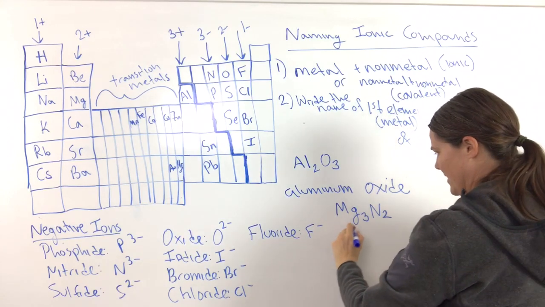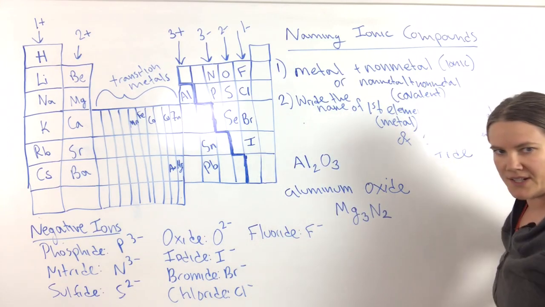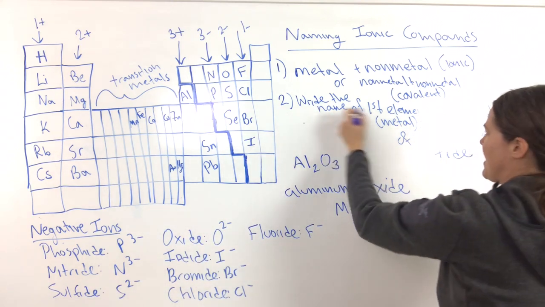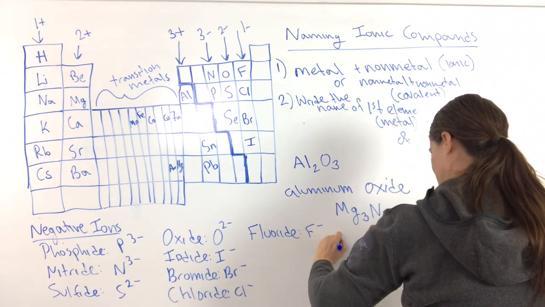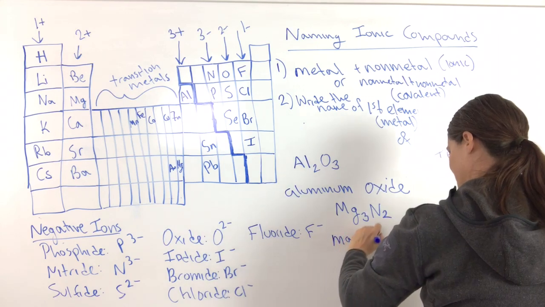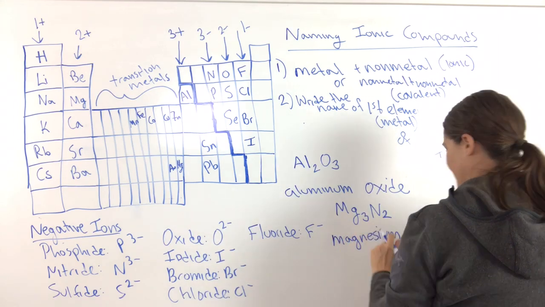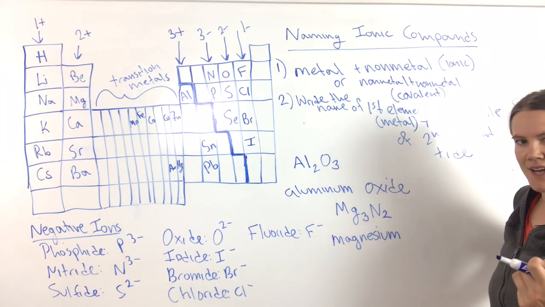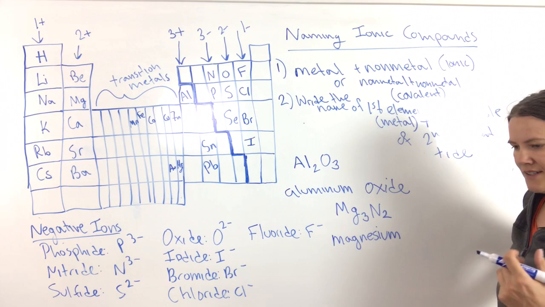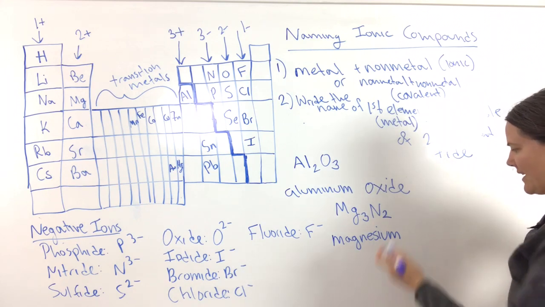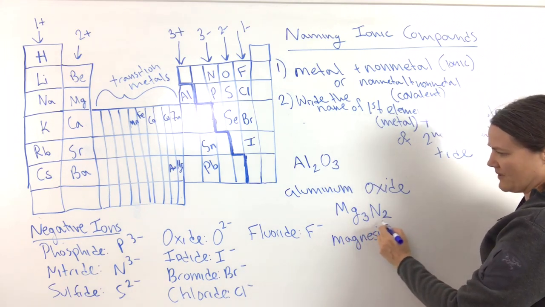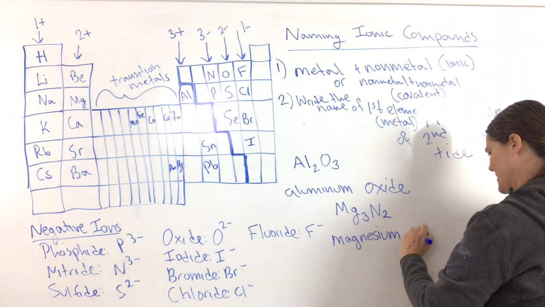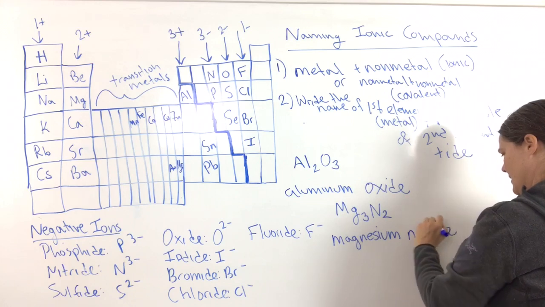So we have a metal and a non-metal, so we have an ionic bond. So what we want to do is write down the name of the first element. So this would be magnesium. And then we write down the first syllable of the name of the second element plus "ide." So for nitrogen, this would be nitride. So we have magnesium nitride.